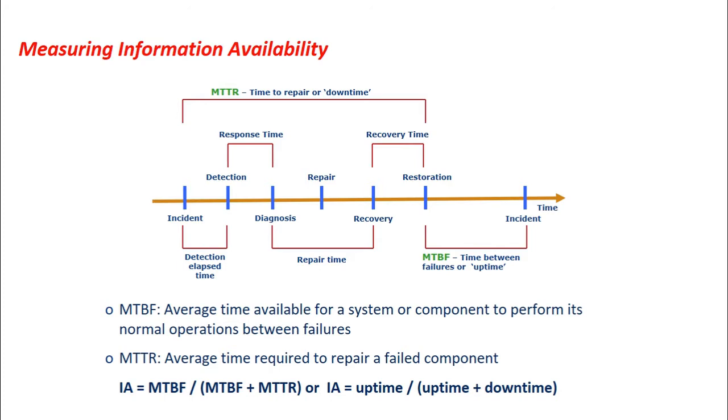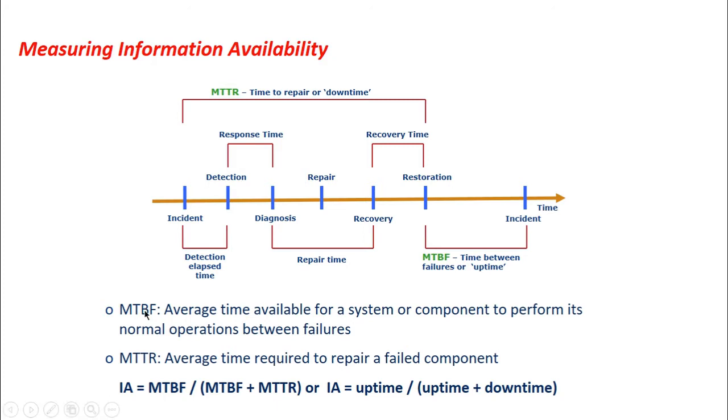Now, proactive risk analysis performed as a part of the business continuity planning process considers the component failure rate and the average repair time, which are measured by the mean time between failures and the mean time to repair. We use the term MTBF for mean time between failures, and the term MTTR for mean time to repair. Let us see what these are.